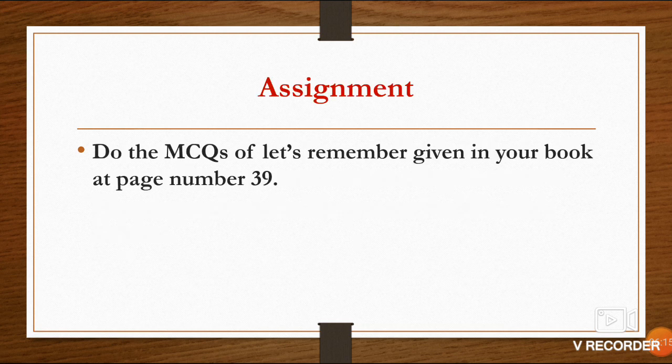In the assignment part, what you have to do is go to your book, open page number 39 and do the MCQs that are given on that particular page.